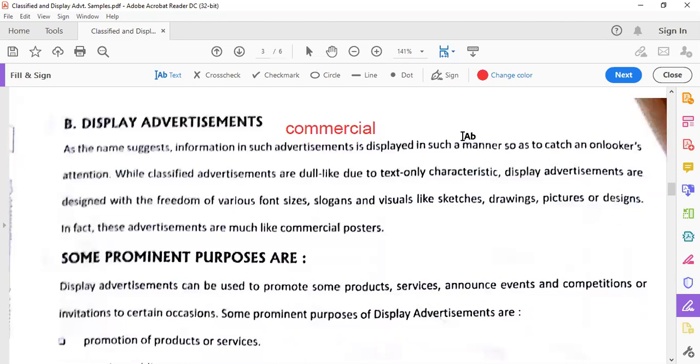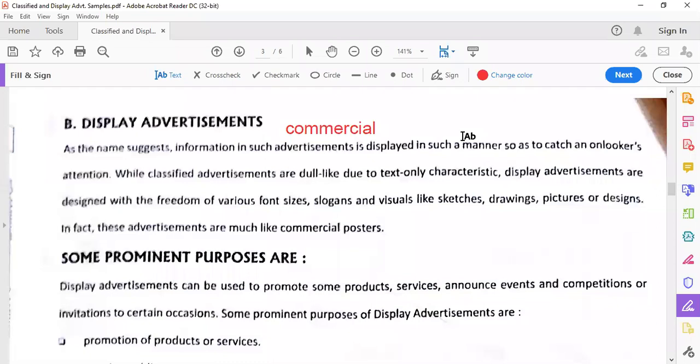Find out the difference between the classified and the display or commercial, because many times it is not written in the topic when you get in the exam, and you have to decide yourself also. Sometimes if it is not mentioned whether it is classified or display and there is a difference, you will lose the marks if you go otherwise.